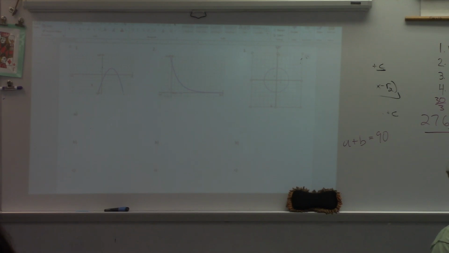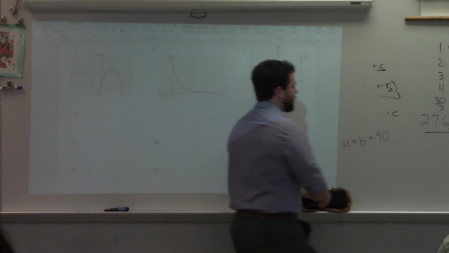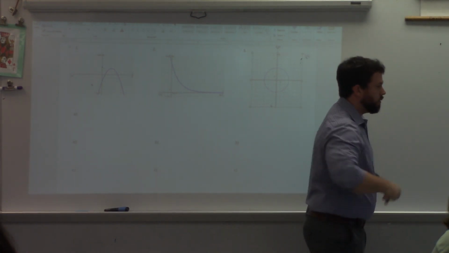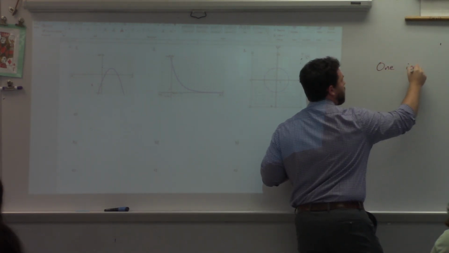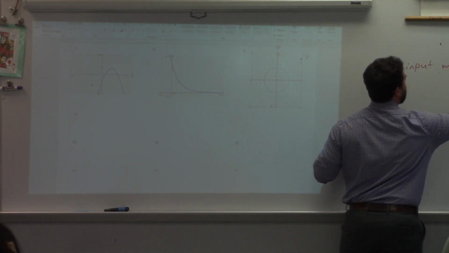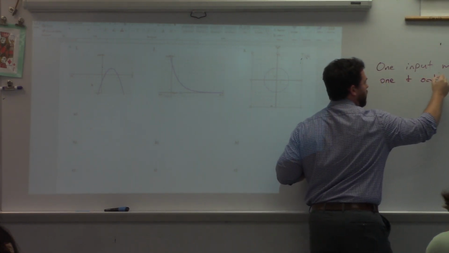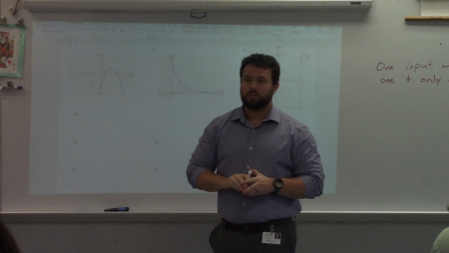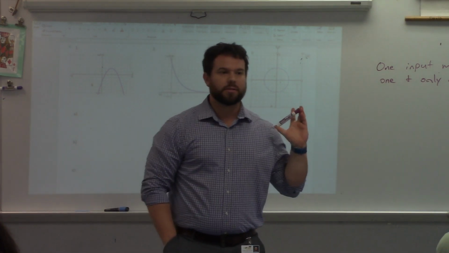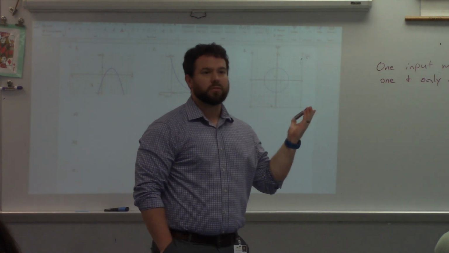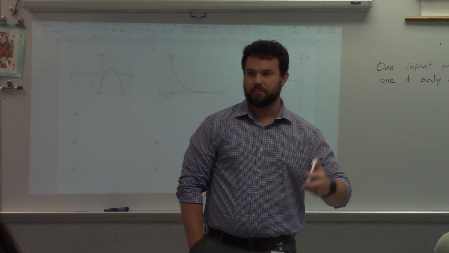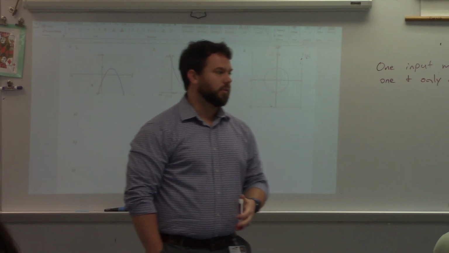Now, we do have at least one group who did ask about explaining function versus not a function. Now, I hope we remember this. What defines a function? One input maps to one and only one output. That is the definition of a function. If I were you, I would use that definition on almost every single one of these. That is what defines a function. Now, which representation can you most clearly see the inputs mapping to the outputs? Tables, right? I need y'all to look at 7 through 9 really quickly.